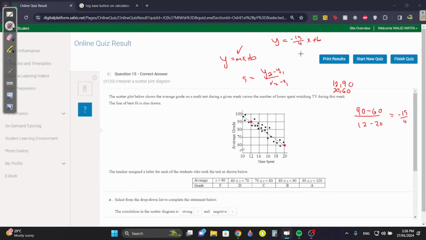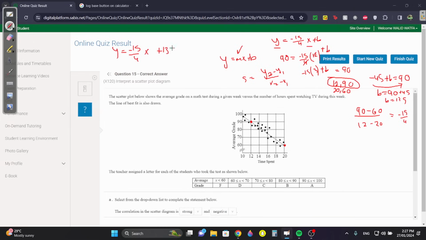How do we find b now? You just plug in the x and the y. Let's take this point, 12, 90. My y is 90 equals minus 15 over 4 times x, which is 12, plus b. How do we find b? Cancel 4 with 12. 12 divided by 4 is 3. You'll get negative 15 times 3, which is minus 45, plus b equals 90. You take the minus 45 to the other side, it'll be plus. So b equals 90 plus 45. So b equals 135. So our equation for the line will be y equals minus 15 over 4 x plus 135.